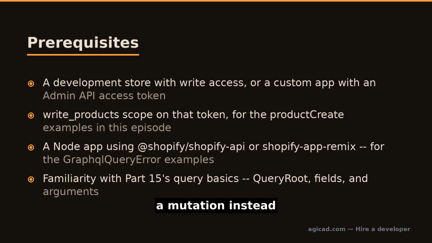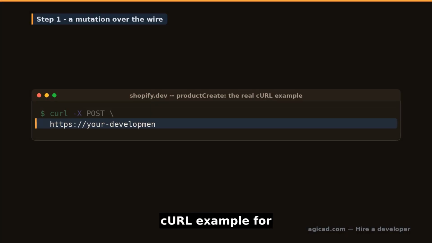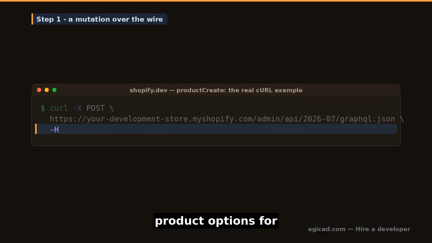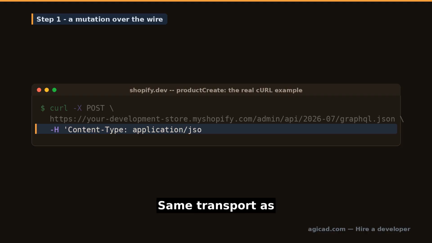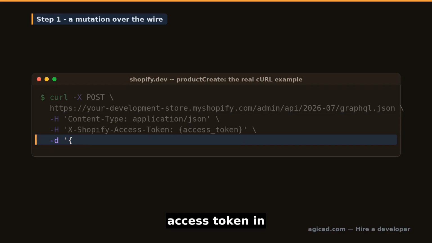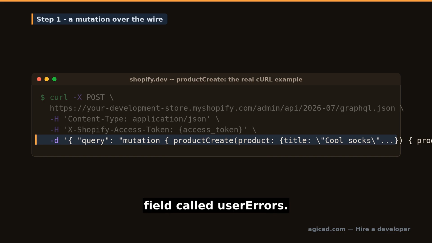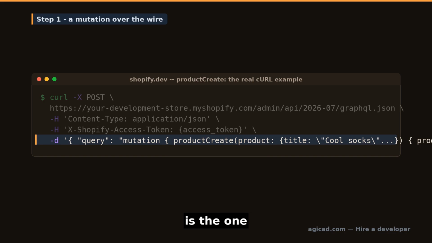This is the reference's own real curl example for productCreate, shortened for the frame. The full call also passes product options for color and size. Same transport as every query from part 15: POST, the version in the path, the access token in a header. What's different is inside the query key. This document starts with the keyword mutation instead of query, and its selection set asks for 2 very different things back: the product object you just created, and a field called userErrors. That second field is the one this whole episode is about.